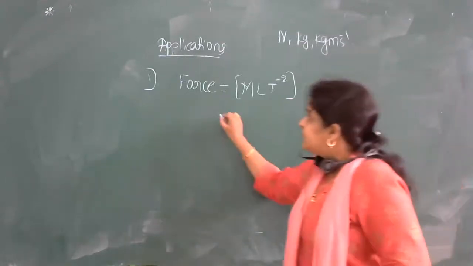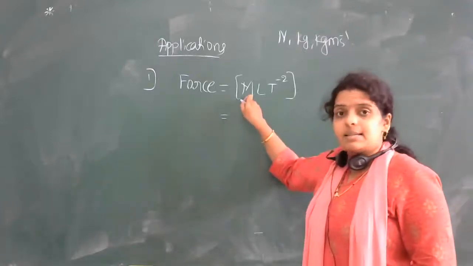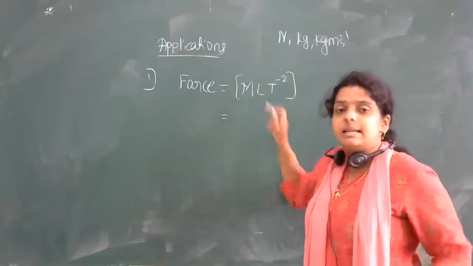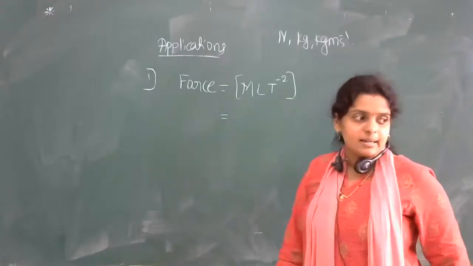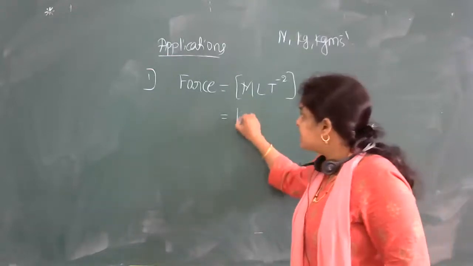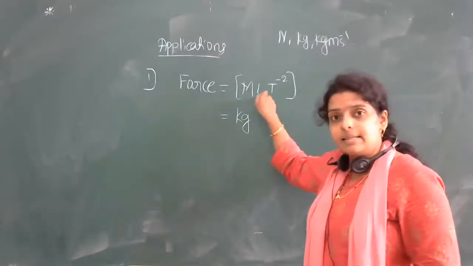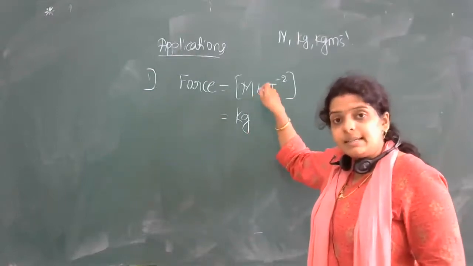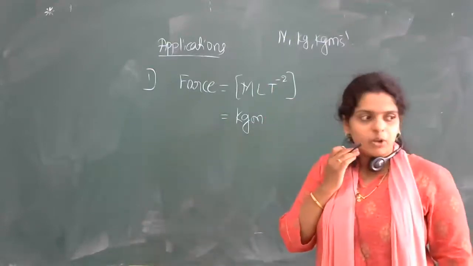Let us see. Here mass is there. Mass is measured in terms of, you know, already you have studied different systems of units: CGS units, FPS units, MKS units and SI system. Correct? So here mass is there. What is the mass unit? Unit of mass is kg. Next, we have L. L is nothing but distance. Distance is measured in terms of meter.